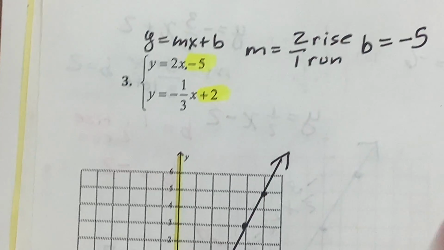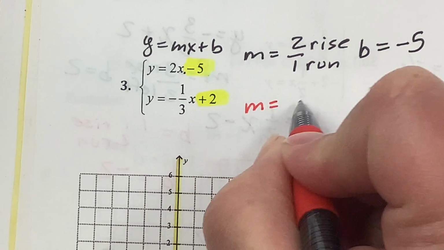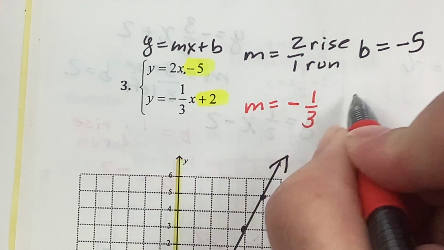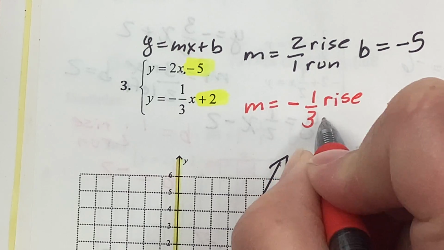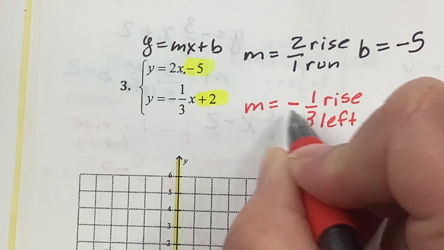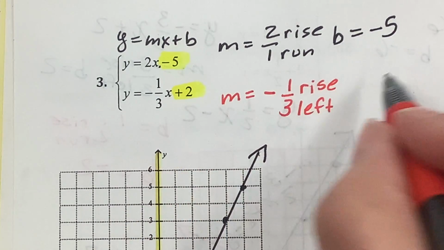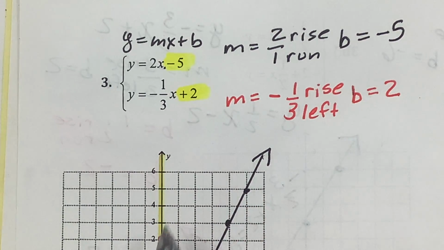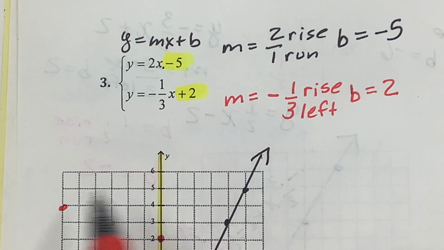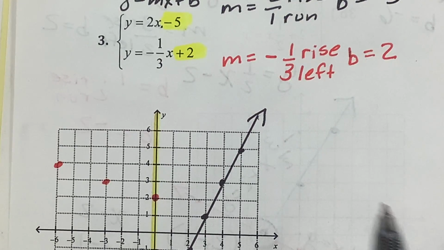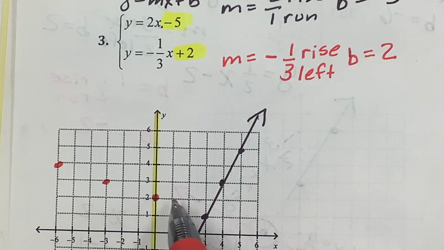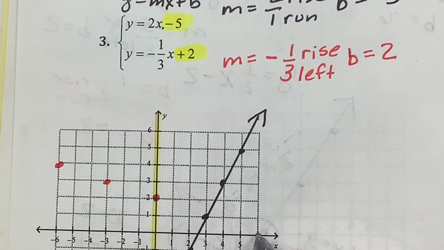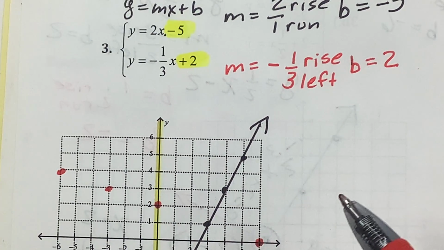All right, let's take a look at this one. M equals -1/3. I know what that means. I'm going to rise 1, but I'm going to go left 3 because the negative tells me to go left. Begin at the back at the 2. B equals 2. So here I start at 2, and I rise 1, left 3. Or I could go in reverse: drop 1, right 3. And all the way across the grid with the red line.